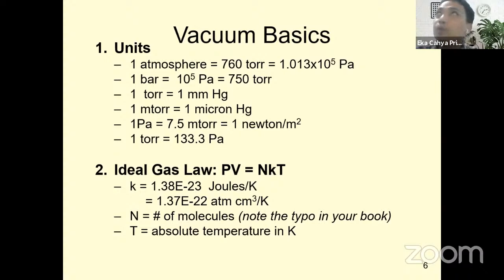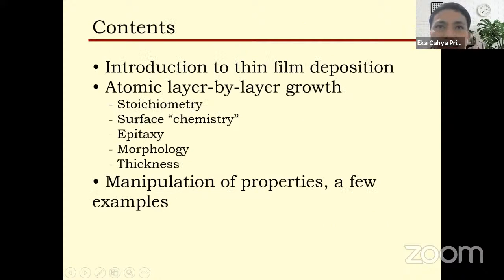This is about how to create the thin film. Also, these are terms we have to know. 1 atmosphere is 760 torr, or in Pascal, 1.013 times 10 to the power of 5 Pascal. 1 bar is equal to 750 torr and so on. So let's see here. And this is what we want to describe: introduction of thin film depositions.